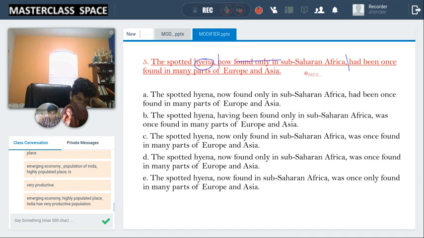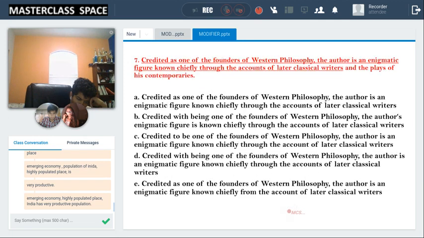Okay, one more. Now, can you read the first part? "Credited as one of the founders of Western philosophy, the author is an enigmatic figure known chiefly through the accounts of later classical writers." Now, look at this part. This is your comma part. So, credited as one of the founders of Western philosophy. As you know, after reading, you'll find that if somebody is a founder, it means it is the author, right?